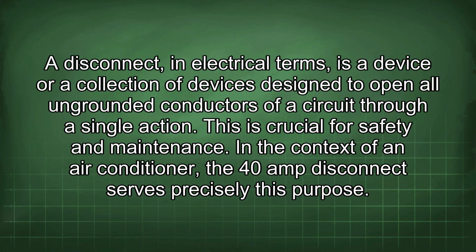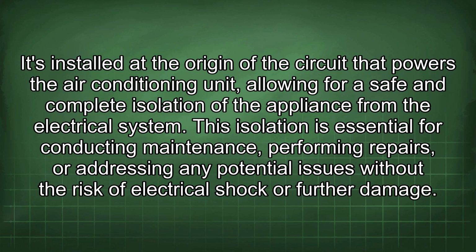A disconnect, in electrical terms, is a device or a collection of devices designed to open all ungrounded conductors of a circuit through a single action. This is crucial for safety and maintenance. In the context of an air conditioner, the 40 amp disconnect serves precisely this purpose. It's installed at the origin of the circuit that powers the air conditioning unit, allowing for a safe and complete isolation of the appliance from the electrical system.